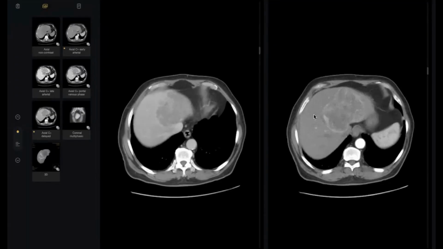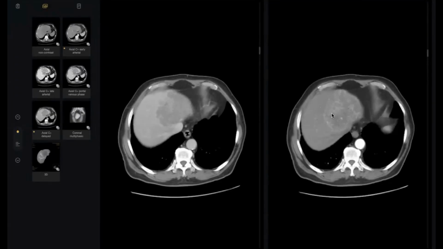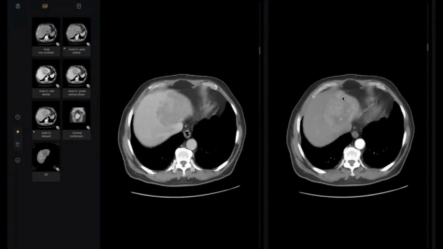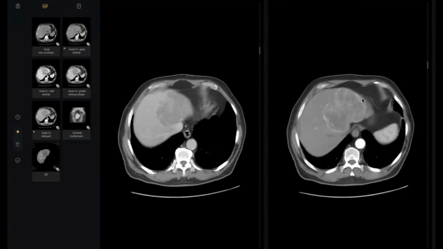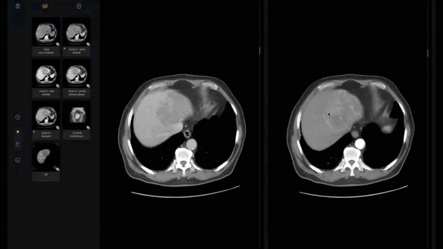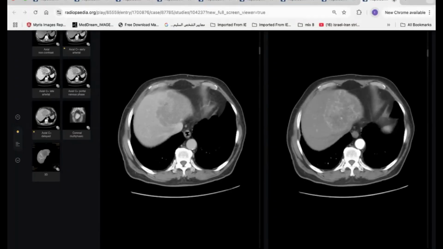By the way, I'm not sure if this is a peripheral capsule or not. Why? Because the fibrous capsule should not show arterial peripheral enhancement. Okay, doctor? I'm talking about the classic fibrous capsule. Thank you, doctor, so much. Next candidate.